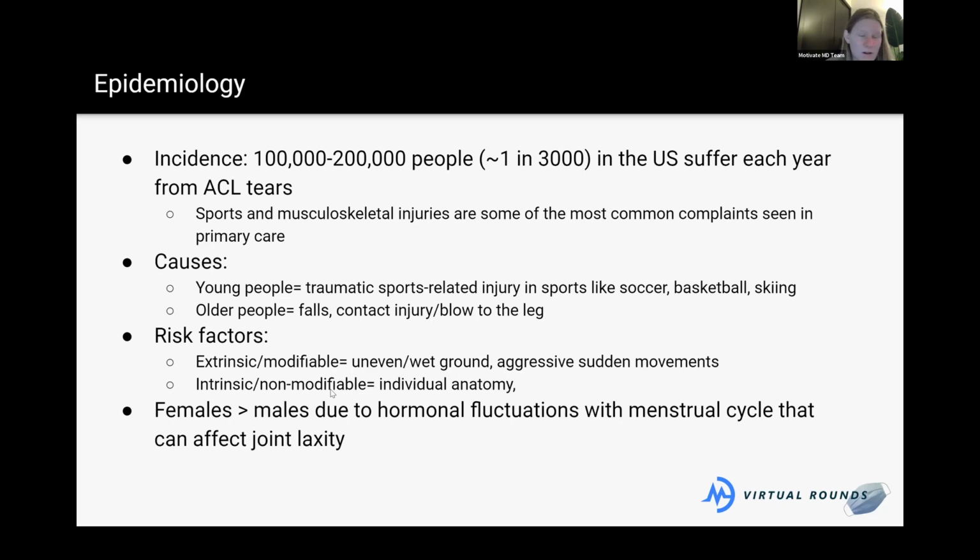And then an interesting one that I saw was that females actually have a slightly higher prevalence than males due to the hormonal fluctuations with their menstrual cycle. I think it was that right before ovulation, there's a hormone called relaxin that's released that can increase your joint laxity. And so females actually have a slightly higher prevalence for these injuries compared to males.